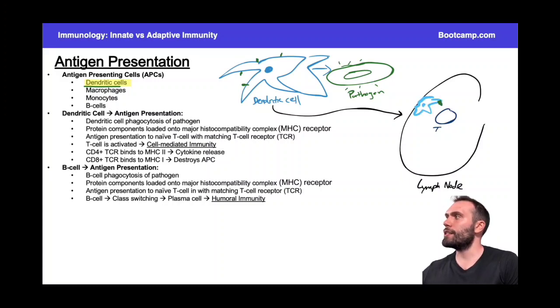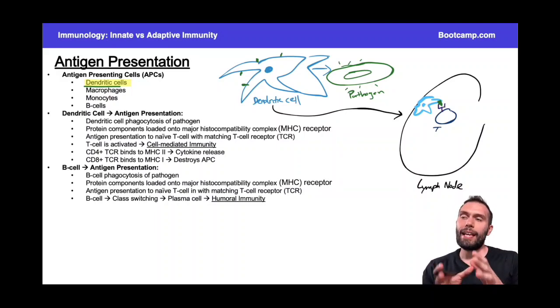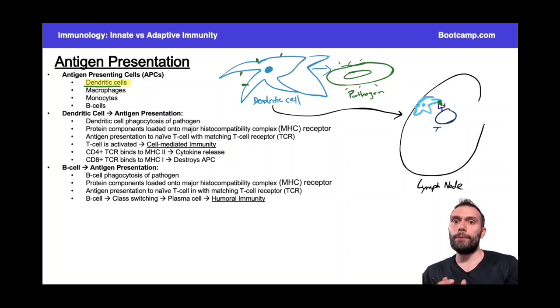A rare number of these T cells might actually have a receptor that is able to bind specifically to this antigen, to the epitope of this antigen. And this is where that hypervariation, that VDJ recombination comes into play, because you have to have a whole bunch of different receptors to have one that eventually binds to this very specific antigen. And so let's just say that this is the T cell in the paracortex that binds specifically to this antigen.